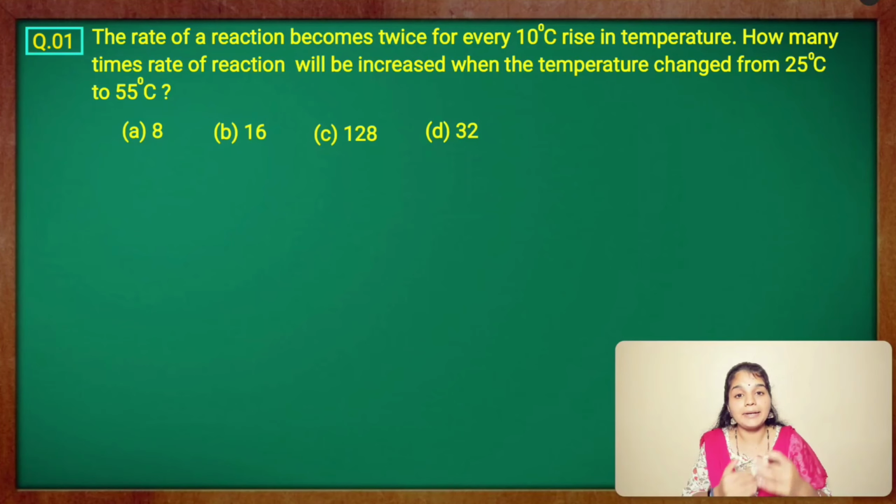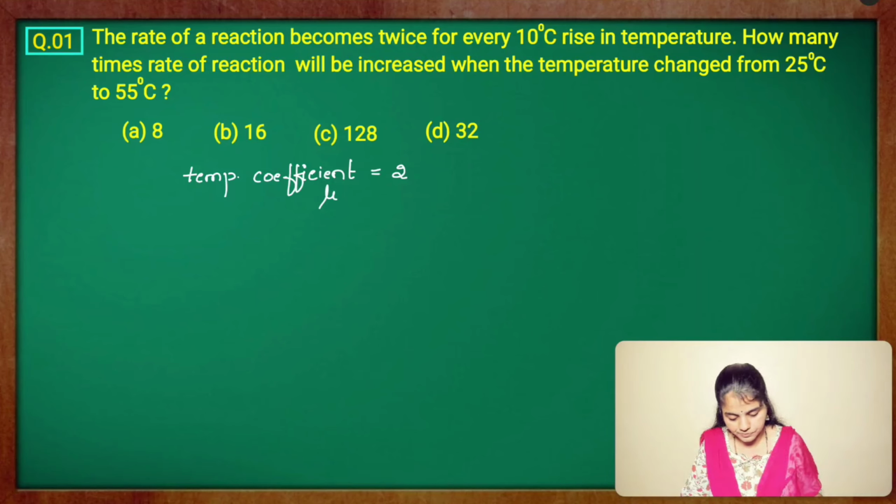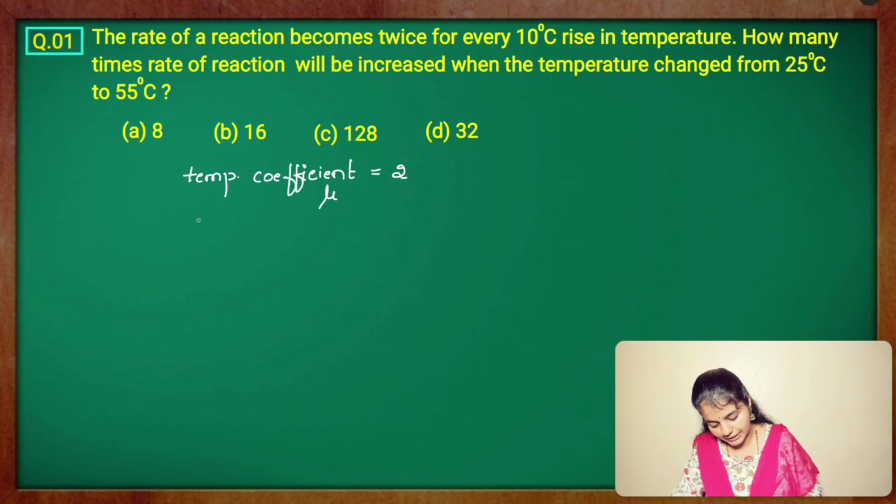whatever value we get, that is the temperature coefficient, right? So they told rate becomes twice, which means when we take the ratio of the rates at a given temperature and 10 degrees more than that, we are going to get 2. So we are provided with the value of temperature coefficient. So you should make it clear, you should go through the question correctly, right? So temperature coefficient is given, that is 2. This temperature coefficient, I'll denote it as mu. How many times rate of reaction will be increased when temperature is changing from 25 degrees centigrade to 55 degrees centigrade?